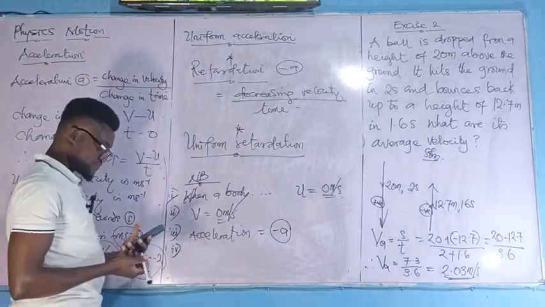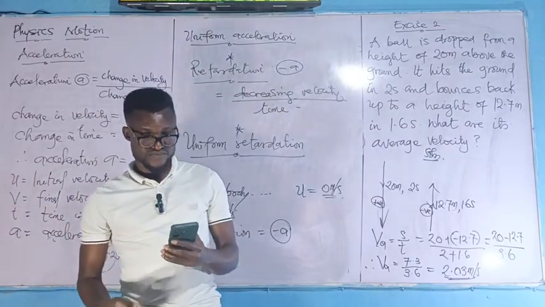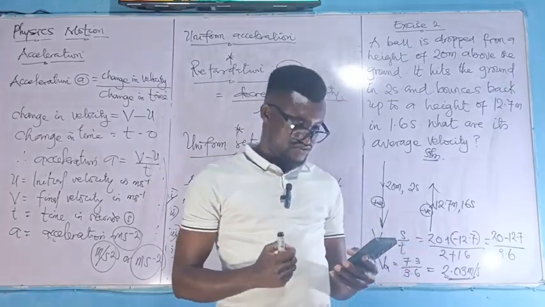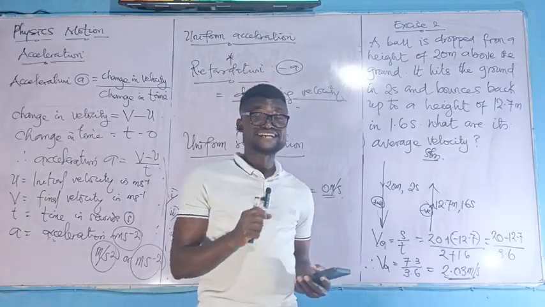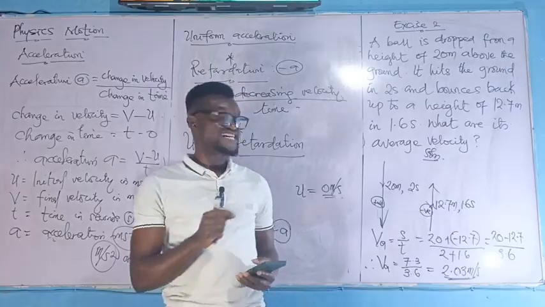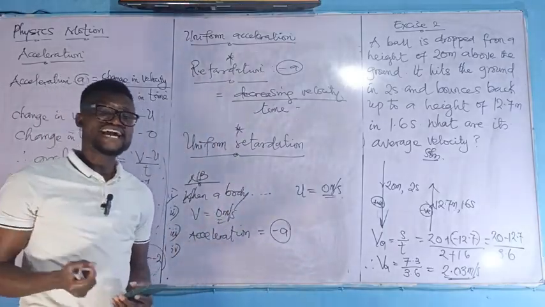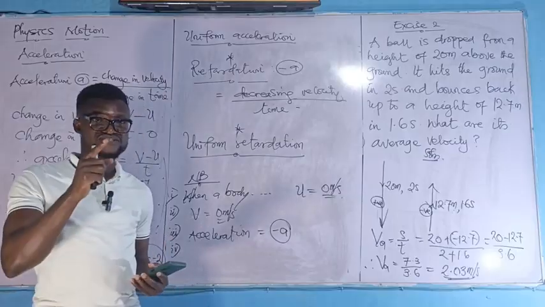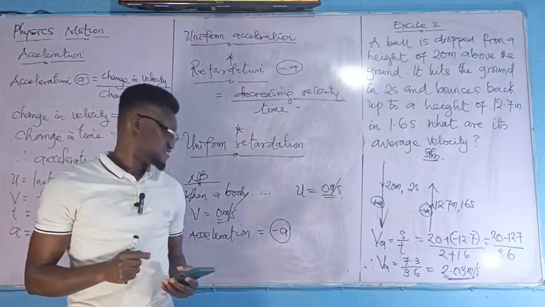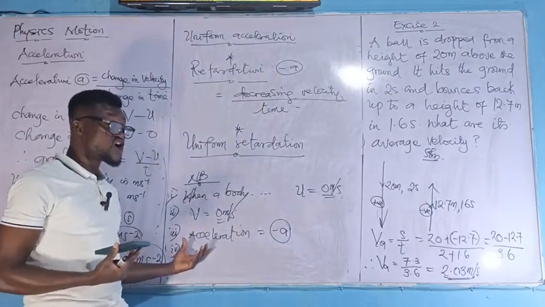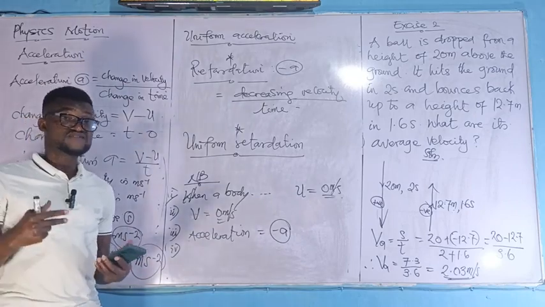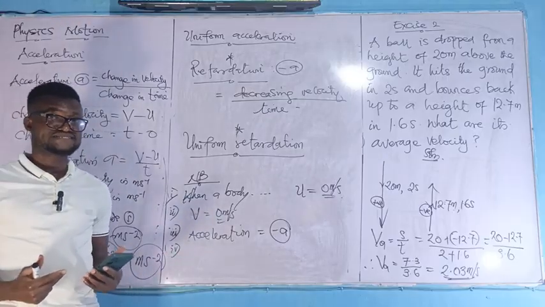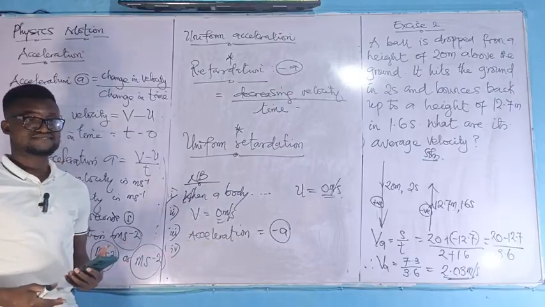Then number four, the negative acceleration is called retardation. Do you have a question? Okay. Yes, it is called retardation. That's the negative acceleration. So retardation and deceleration is the same thing. So when a body decelerates, that is retardation.